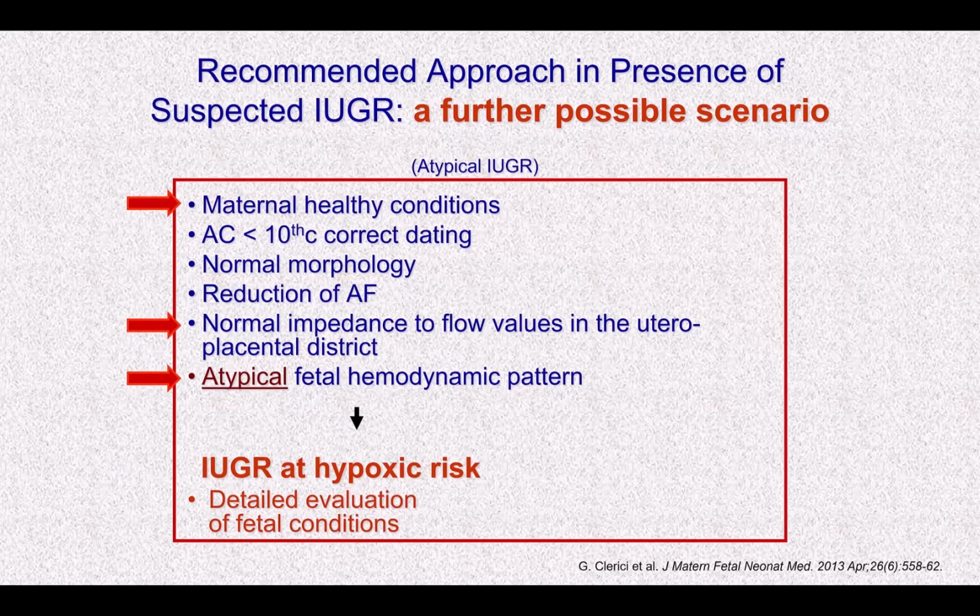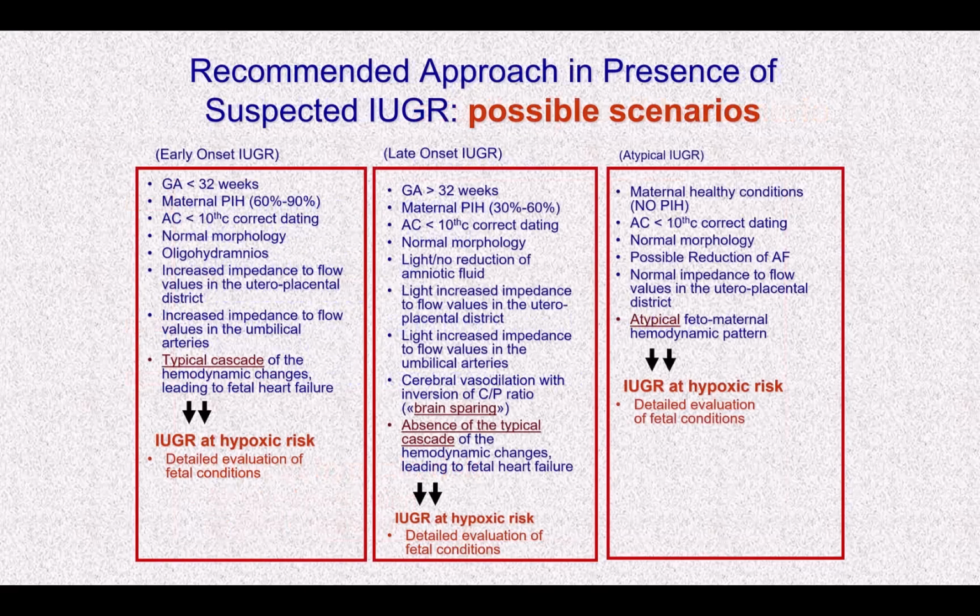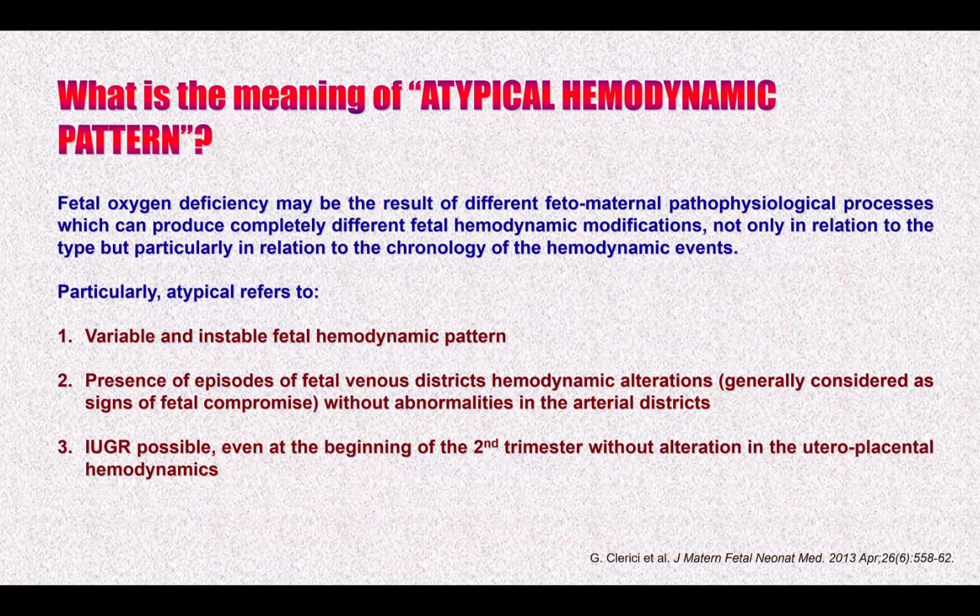As I told you at the beginning, another possible scenario is what I call the atypical IUGR, which is characterized by maternal healthy condition, normal impedance to flow values in the uteroplacental district, meaning that there is no alteration in placental perfusion, and the atypical fetal hemodynamic pattern that I'm going to show you. It is very important also to make the diagnosis of this group of fetuses because they are also at hypoxic risk.